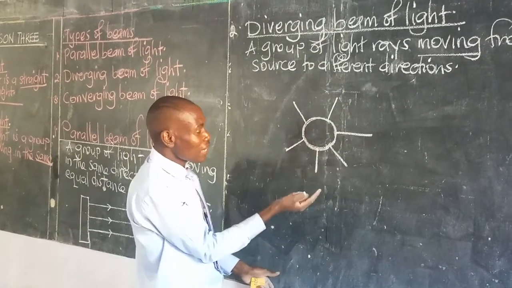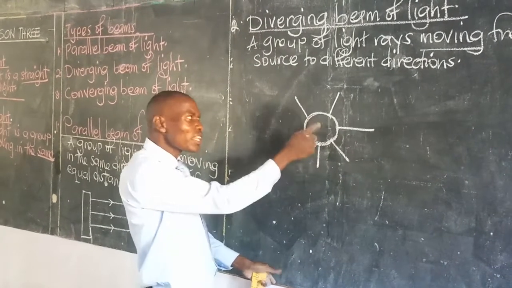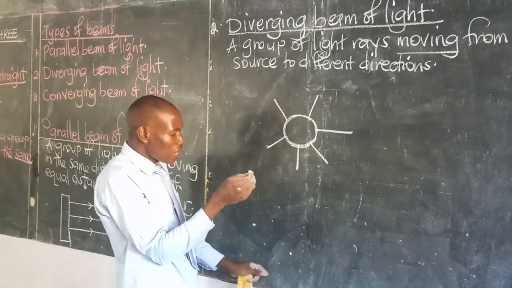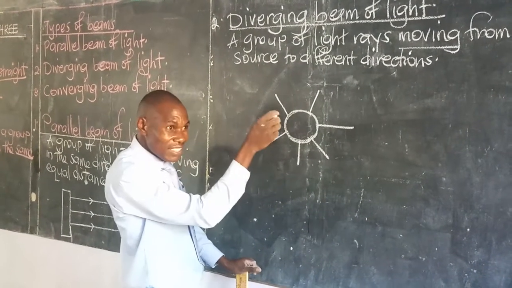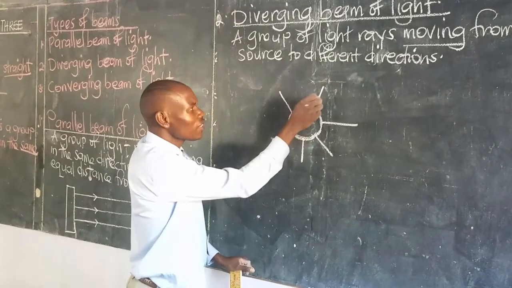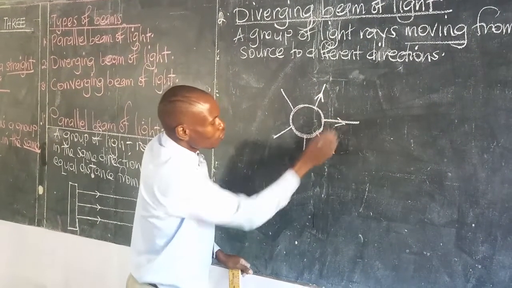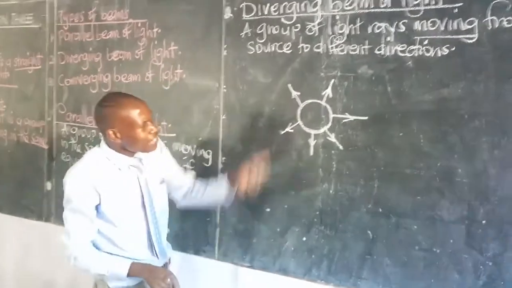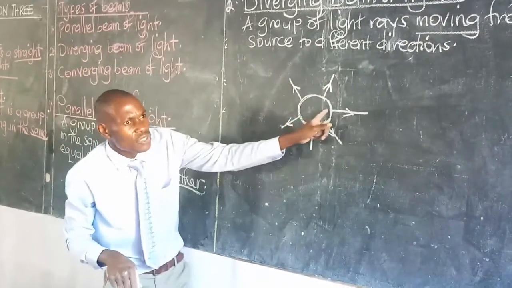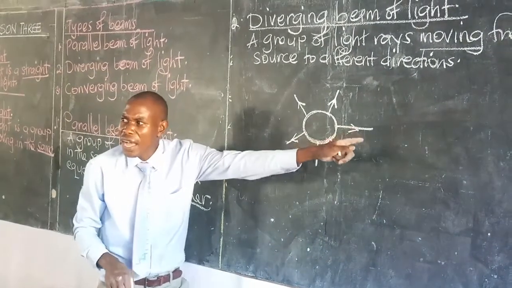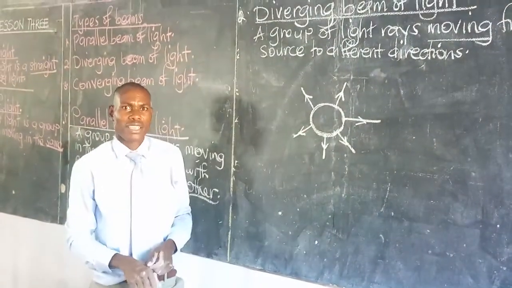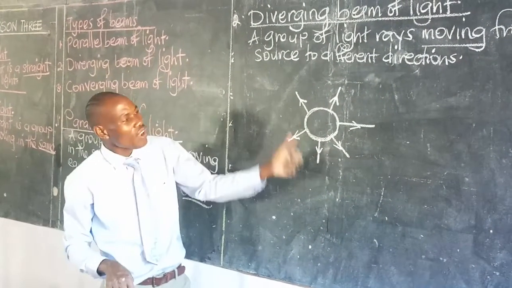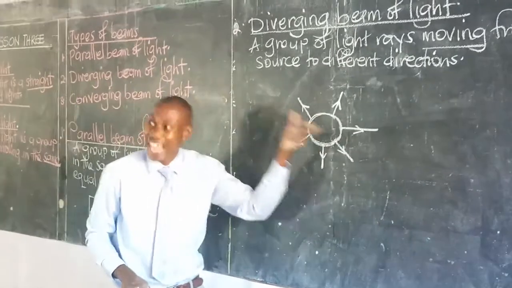However, in primary one, you were drawing it just like this. Now we are telling you that when we are learning about light, we need to always show with arrows that light is moving from the source to other places. Now, this kind of beam that is produced by the sun is called a diverging beam of light.